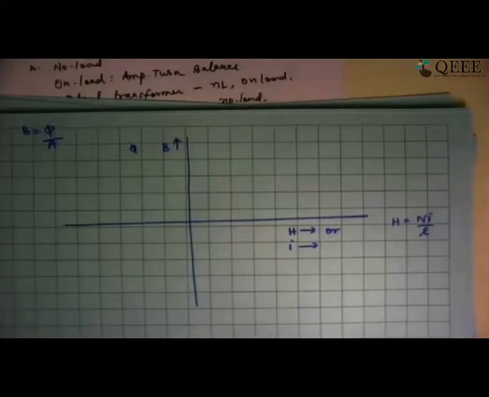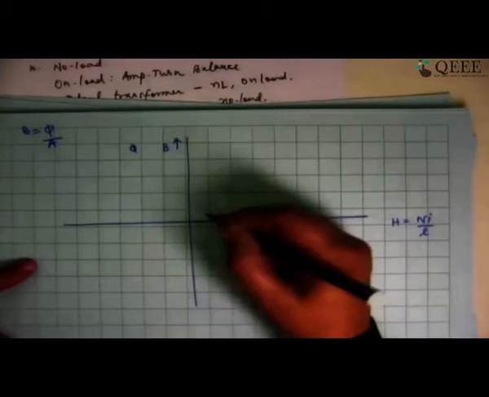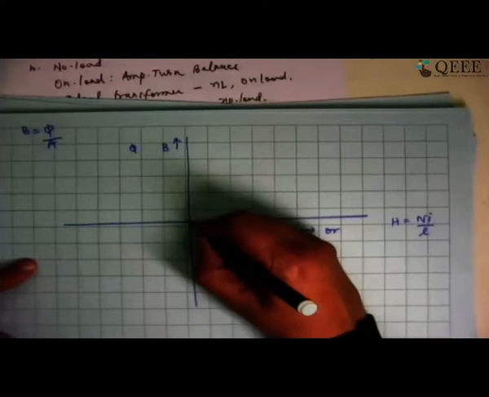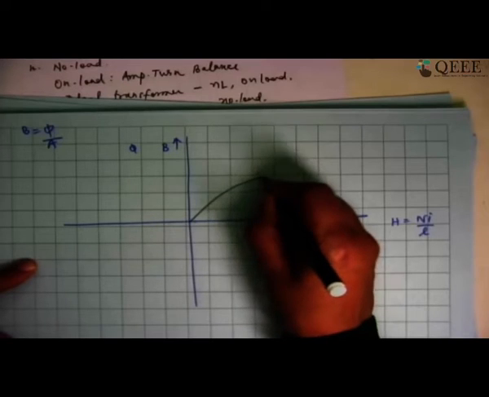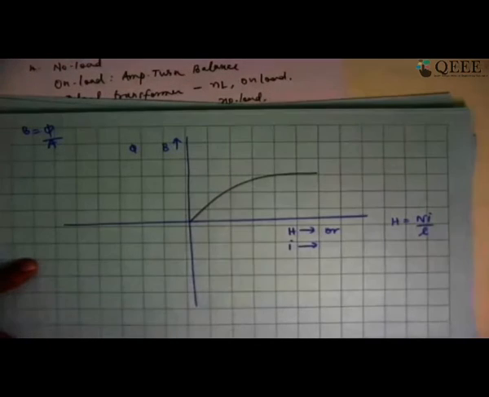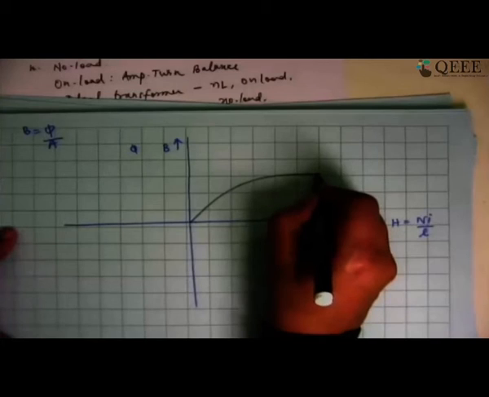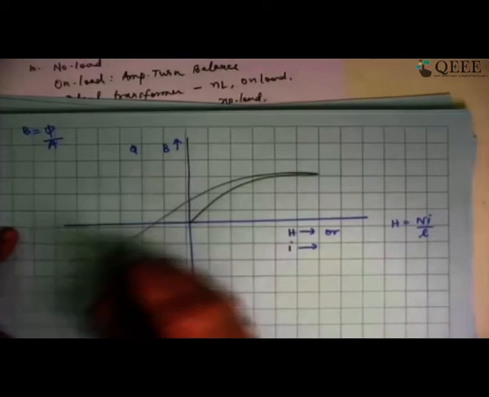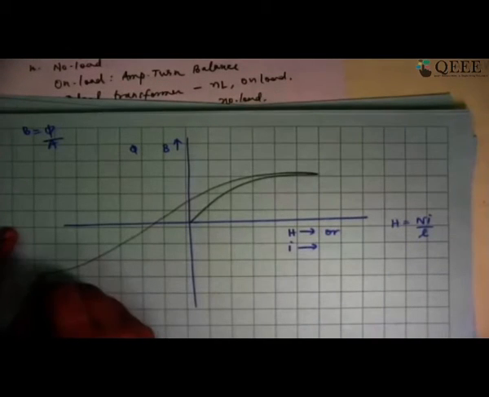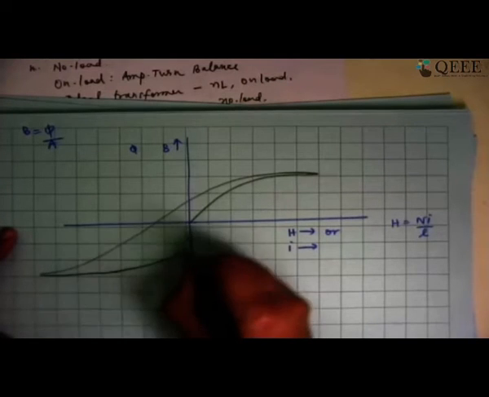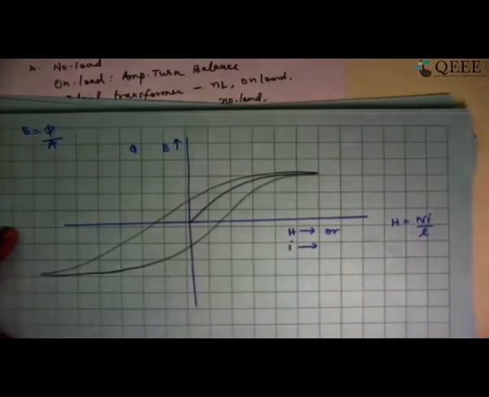Right? Now let me draw the hysteresis loop. When I take a new sample of iron, it would have increased linearly, it would have reached saturation. Once I actually start decreasing the current, it would have gone like this, and it would have gone into the reverse direction like this. And when I do this again, it is going to go like this. This is the hysteresis loop.